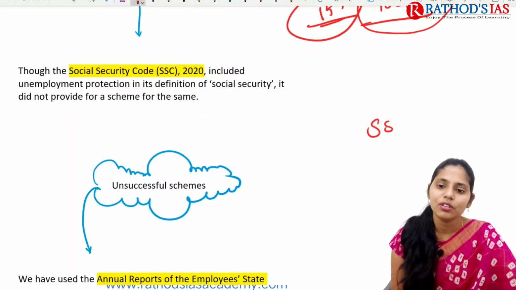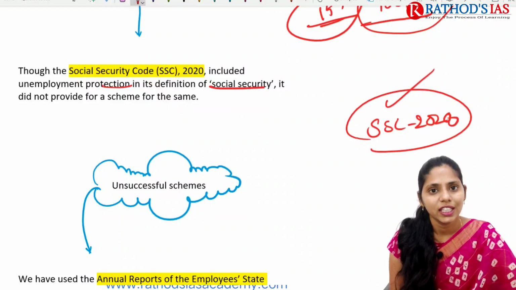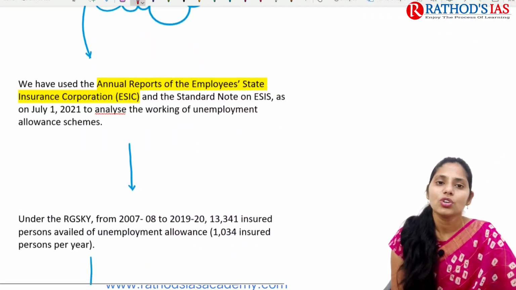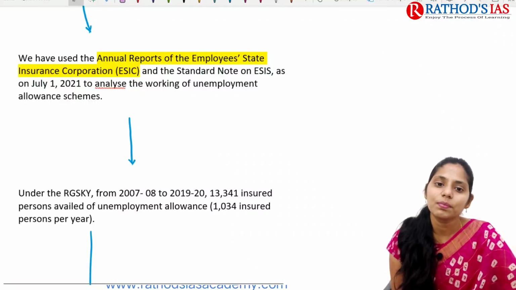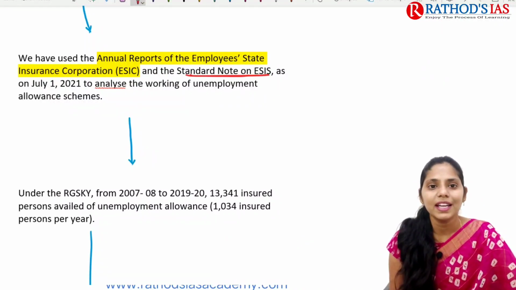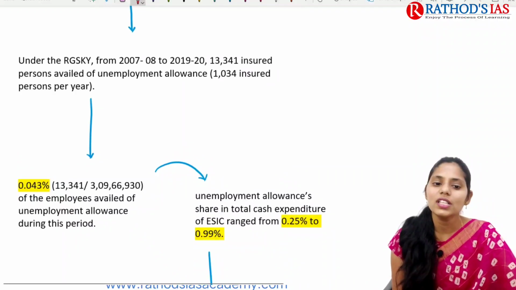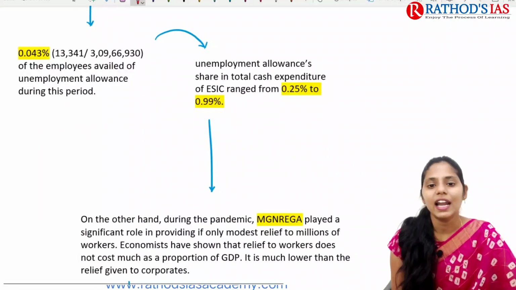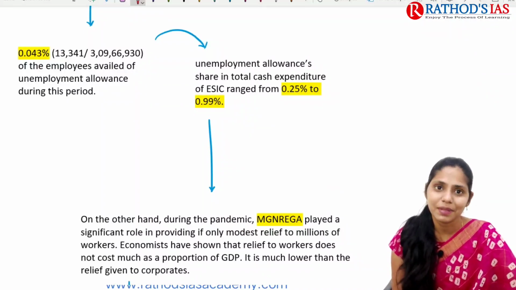Apart from that, we also studied the Social Security Code 2020. It also included unemployment protection in the definition of social security. But these schemes are not providing much benefit to unemployed people. If you're talking about unsuccessful schemes, we have some reports. According to the annual reports of the Employee State Insurance Corporation and the standard note of ESIS, which analyze the working of unemployment allowance schemes, only 0.043% of employees avail of unemployment allowances. And the unemployment allowance share is very, very less, about 0.25% to 0.99%.